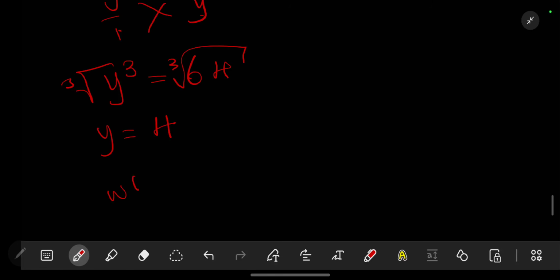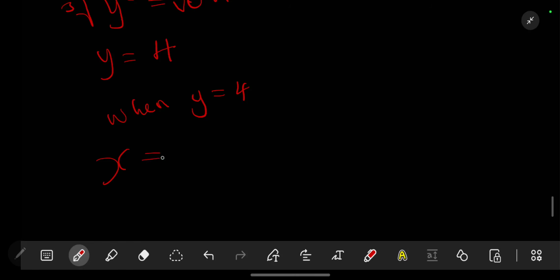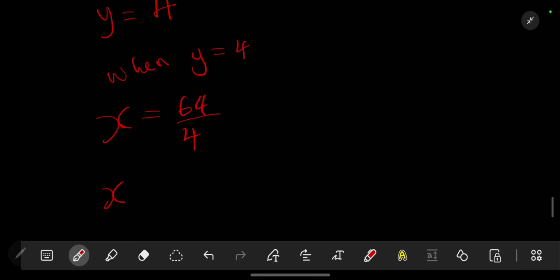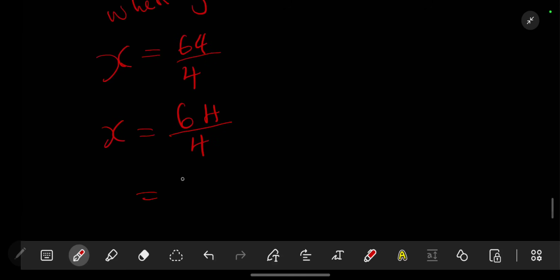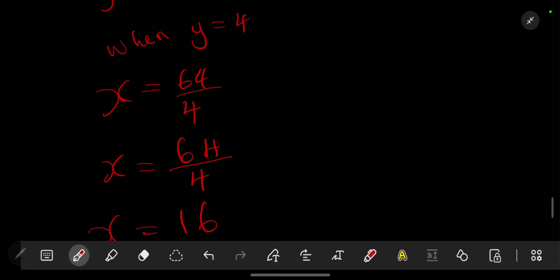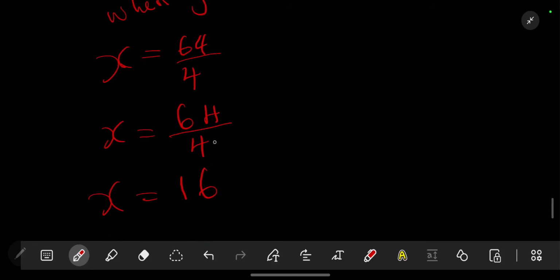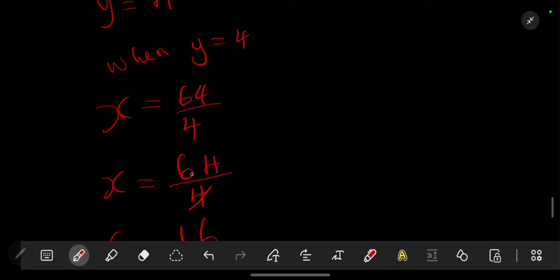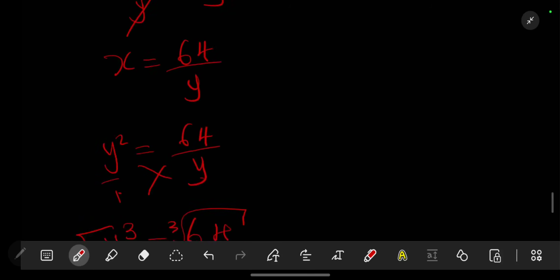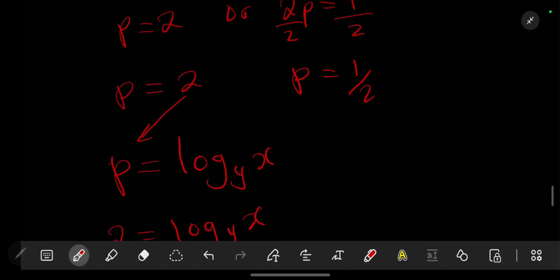Now, when y is equal to 4, you have made x the subject of the formula, and your x is equal to 64 over 4. Your x value will be equal to 64 divided by 4. When you divide, it will give you 16. You can just do 6 divided by 4 is 1, remainder 2, 24 divided by 4 is 6. So we have 16.